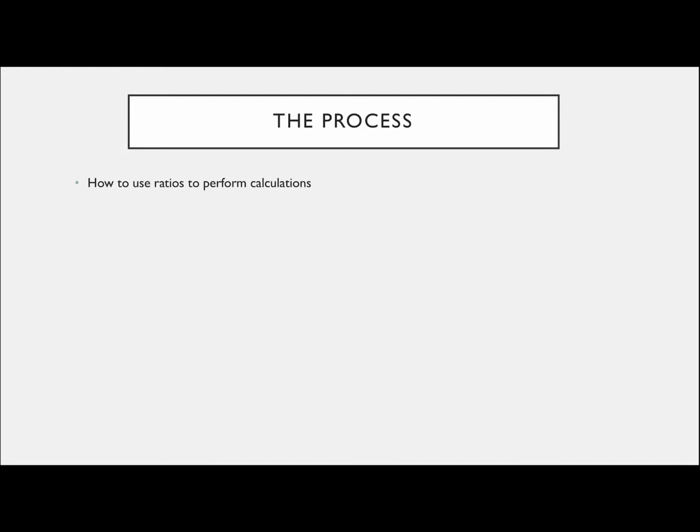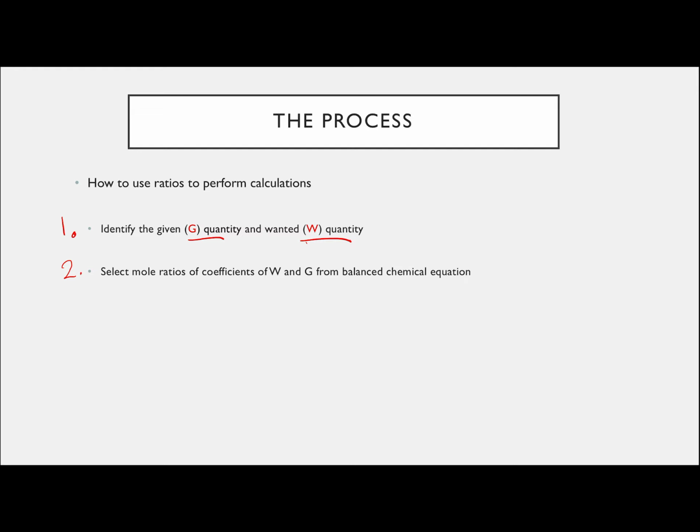How do we use these ratios? So first step, identify the given quantity and the wanted quantity in a reaction. What do we have provided and what do we want to find out? Second, we're going to select mole ratios of coefficients of the wanted and the given that are from the balanced chemical equation. And then we're going to multiply our given by that ratio to get what we want.